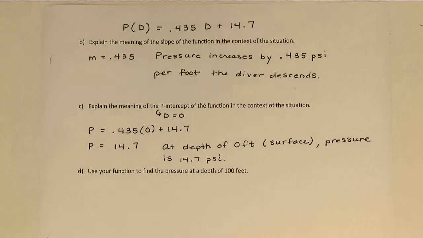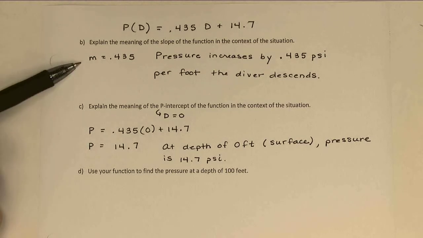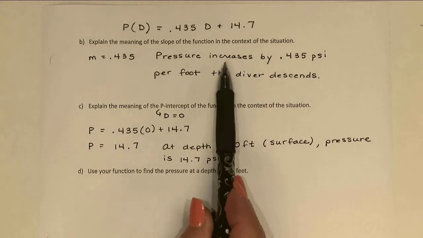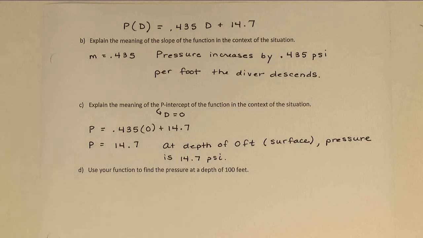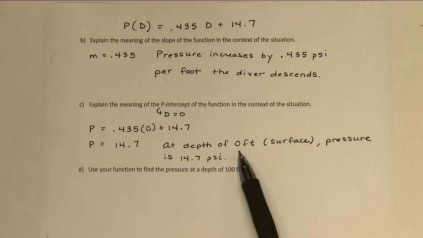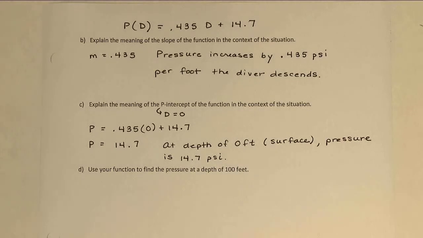This might be a good time to go back and just get that bigger view again. When you're talking about slope, remember that you're always talking about a rate of change. Something is increasing or decreasing. When you're talking about an intercept or a specific value of the function, now you're just talking about at a particular point, in this case a particular depth, this is what the pressure is.